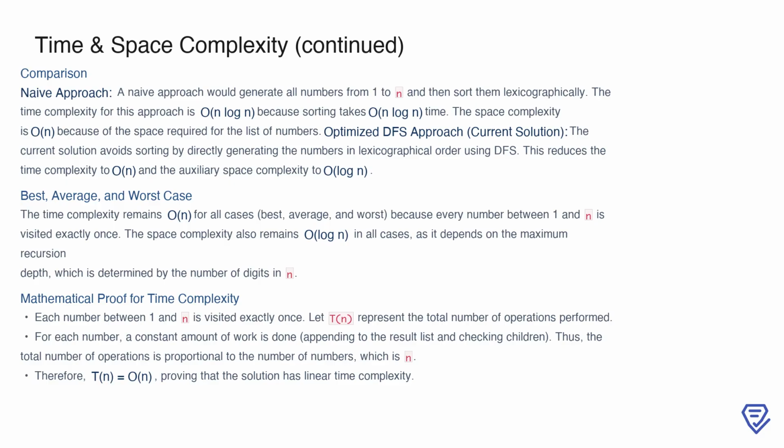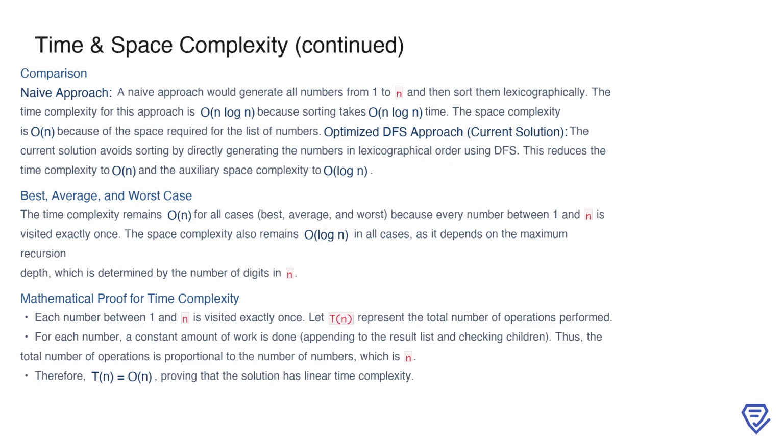Furthermore, the time complexity of O(n) holds consistently across best, average, and worst cases, as every number between 1 and n is visited exactly once. Similarly, the space complexity remains O(log n) in all cases, as it depends only on the recursion depth, which is determined by the number of digits in n.